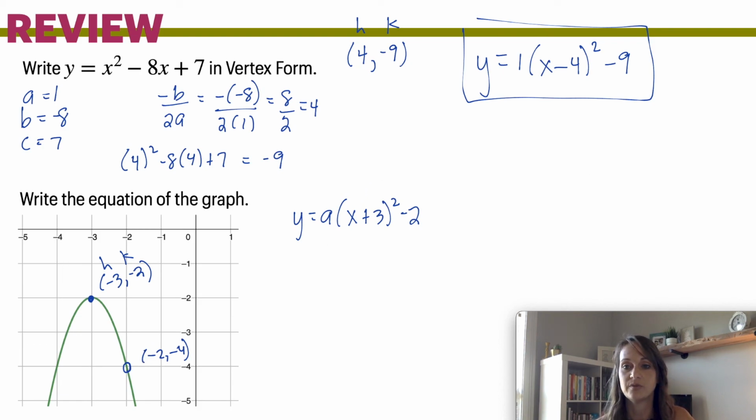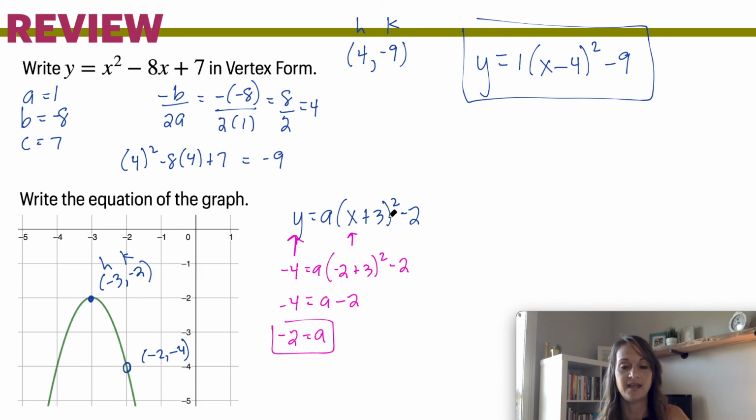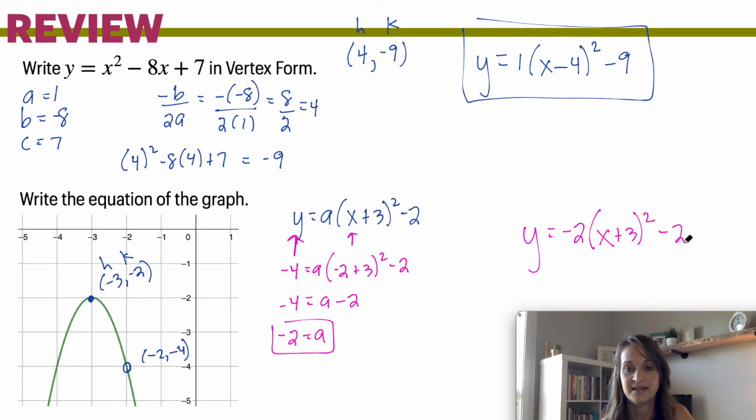And we're going to plug those numbers in. So we're going to plug -4 into y. We're going to plug -2 into x and solve. So we'll get -4 equals, -2 plus 3 is 1. 1 squared is just 1, and 1 times a is a, minus 2. So to solve for a, I'm going to add 2 to both sides and get -2 for a. So now that we know a and we know our vertex, our final answer is going to be -2, because that's our a value, (x + 3) squared minus 2.